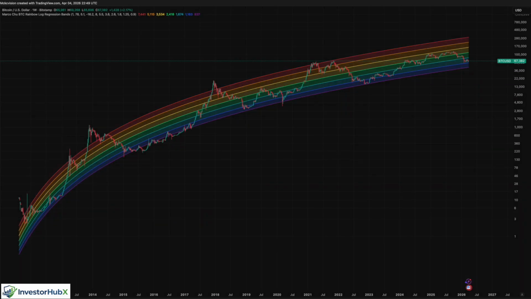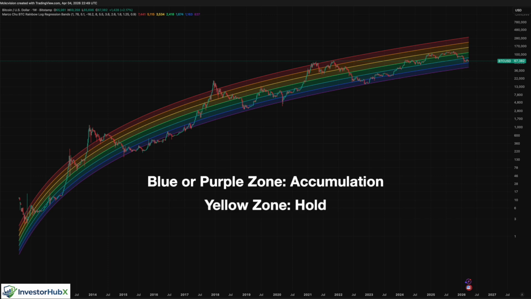So practically, how do you use this? Think of it as a long-term compass, not a short-term trading signal. Here's a simple approach. Blue or purple zone, consider accumulating. Scale in slowly. Yellow zone, hold, keep your position, stay patient. Orange/red zone, consider taking some profits. Don't get greedy. This isn't financial advice, but it is historical context. And in crypto, context is everything.